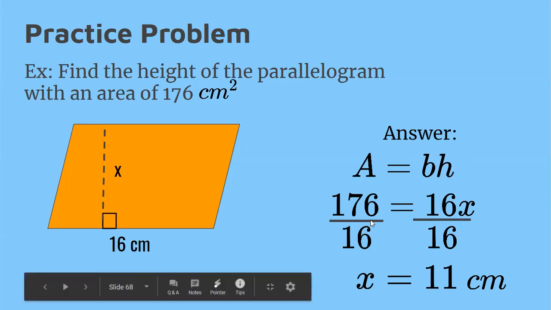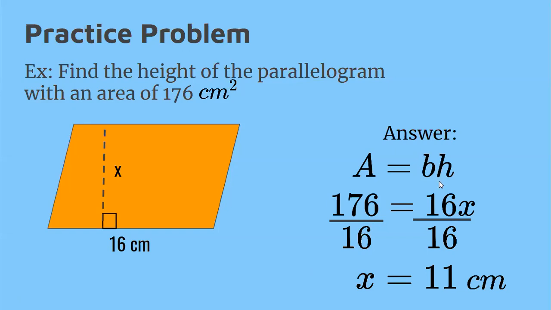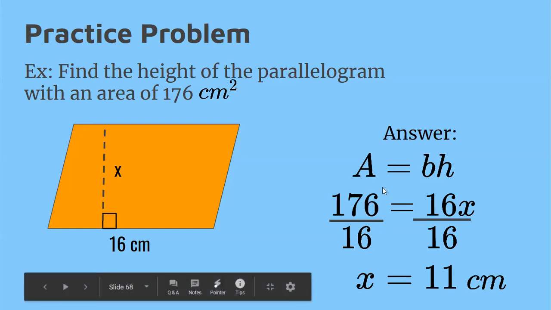In order to find this, you reverse everything. Basically you do the opposite. Since 16 is multiplying by x, you divide both sides by 16 so that you get rid of it and leave the x by itself. You should get 176 divided by 16. Once you divide that, you should get x equals 11 centimeters as the height.